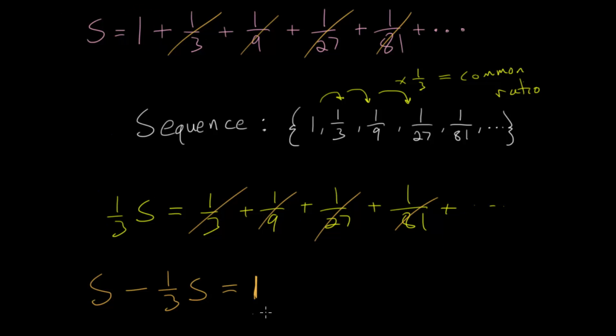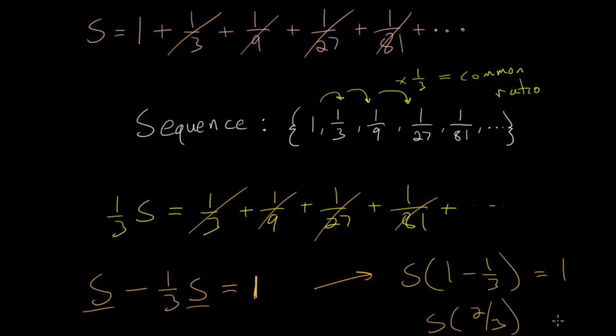So we have an equation now. The original sum minus 1/3 of that sum is just equal to 1. And from this equation, we can actually solve for s. So from here, we could factor out an s from each of these terms. So we have s, and this would be left with a 1. This would be left with 1/3. And this is equal to 1. And 1 minus 1/3, so this is 3/3 minus 1/3. Well, that's 2/3. So s times 2/3 is equal to 1.